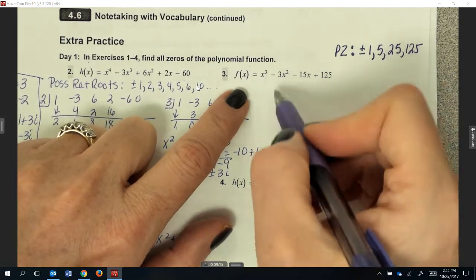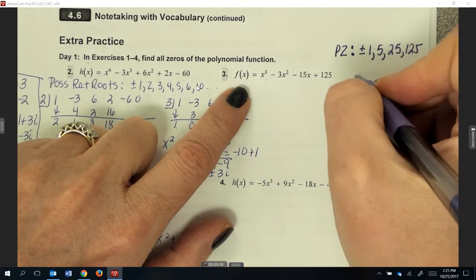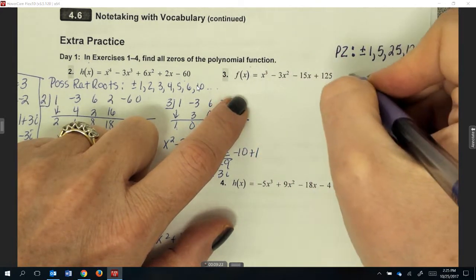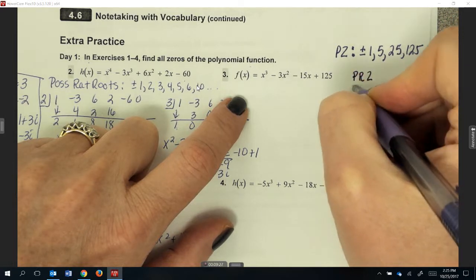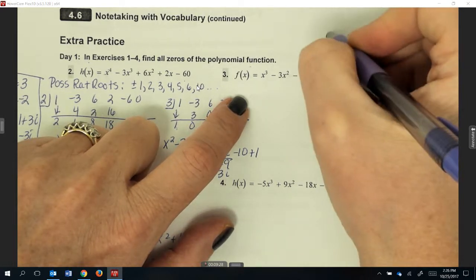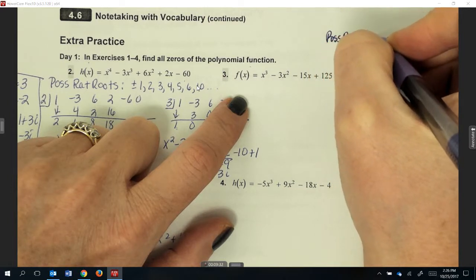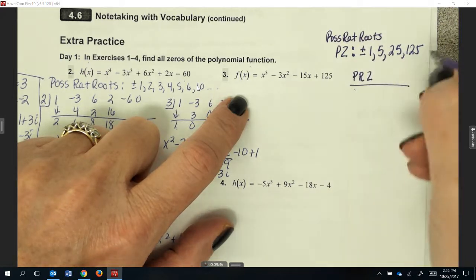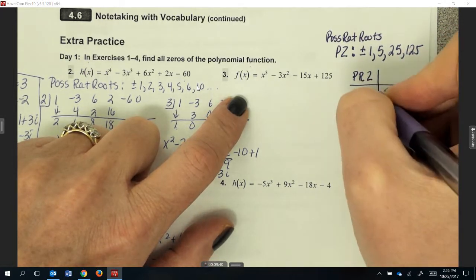Now I'm going to look at these sign changes. How many times does it change at the beginning? Twice. So I can have, for my positive real zeros, these are my possible rational roots, also known as possible zeros. But my possible real zeros, the number I can have would be 2.